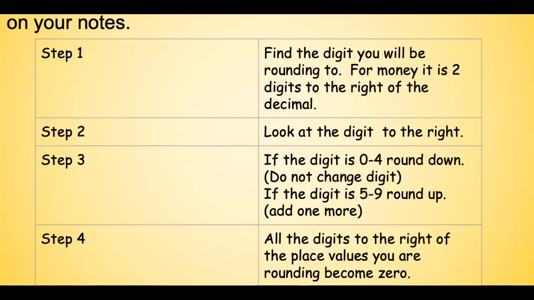So step 1, you find the digit you will be rounding to. For money, it's 2 digits to the right of the decimal. For step 2, you look at the digit to the right. Step 3, if the digit is 0 to 4, you round down. That means you don't change it. If the digit is 5 or more, then you're rounding up and adding one more. And step 4, all digits to the right of the place value you are rounding become zeros or nothing. There's nothing there. So please take a moment and make sure that your note-taking sheet is filled in.